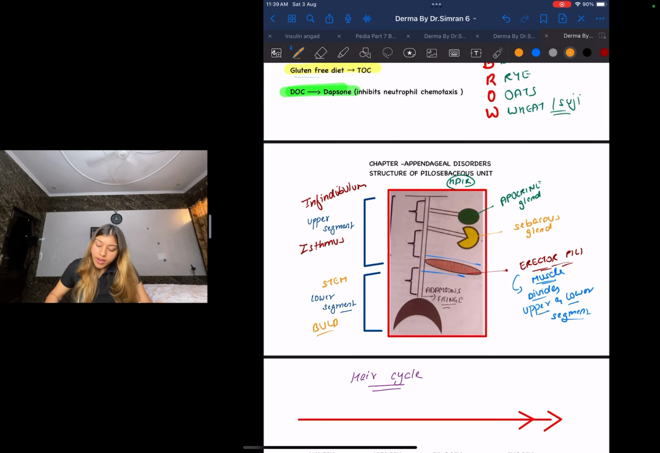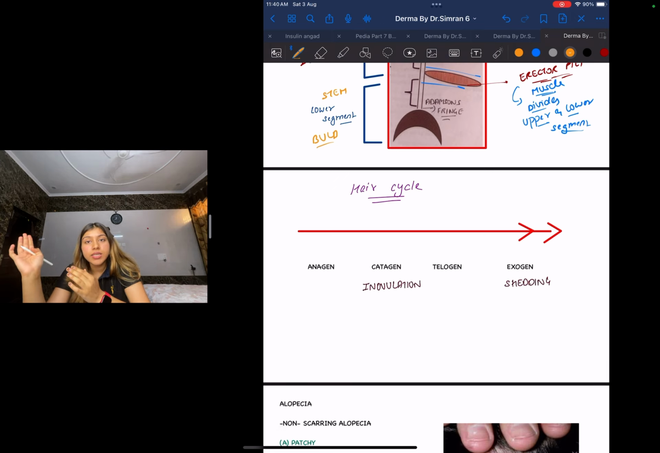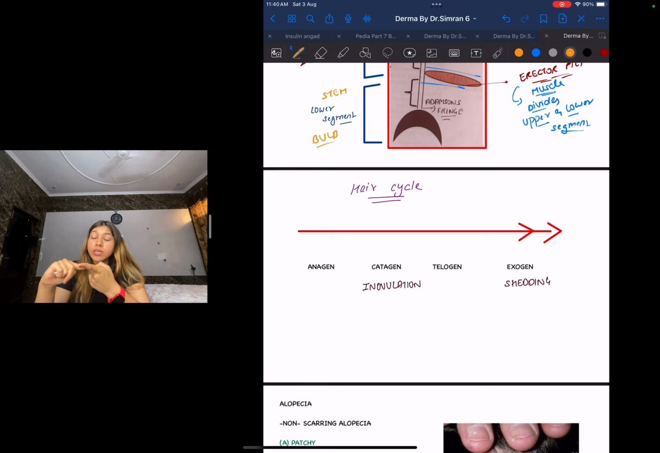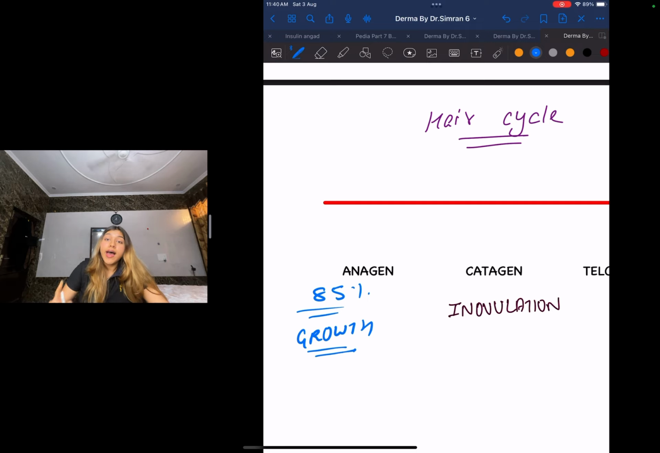Okay, now guys, let us look at this very favorite question, the hair cycle. What is in what stage? In the hair cycle you have different stages. You have the anagen, the catagen, the telogen and the exogen. Let us understand more about this. Anagen: 85% of your hair is going to be in the anagen phase. How much? 85%. What is anagen? Anagen is basically your growth phase. And for how long does the patient stay in this anagen stage?